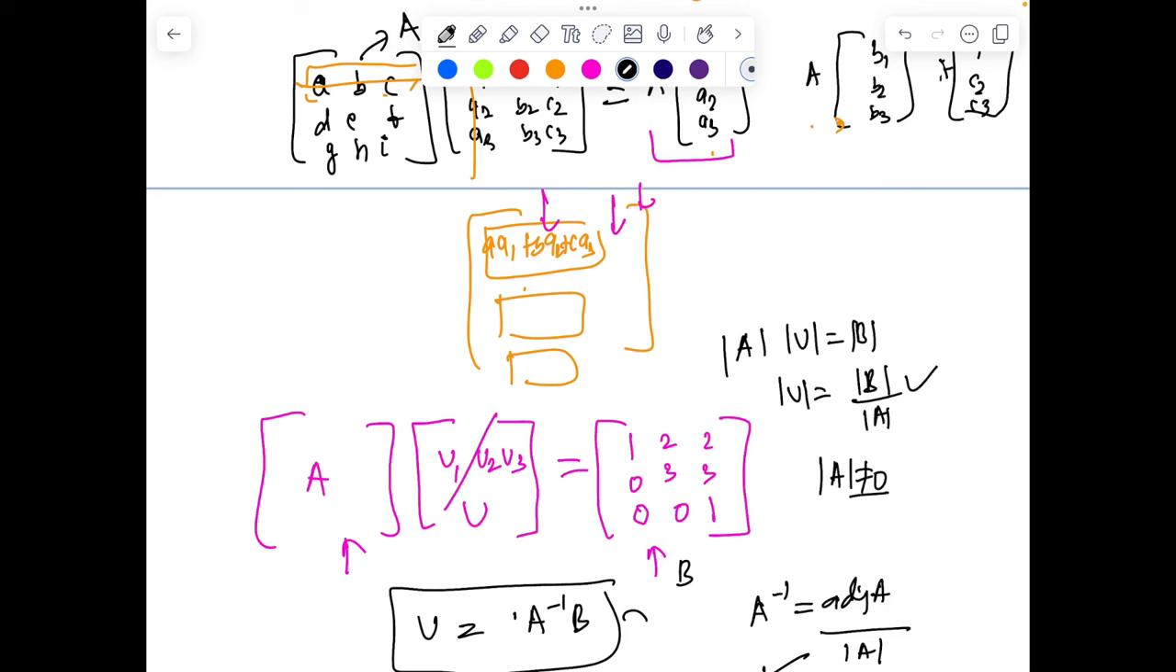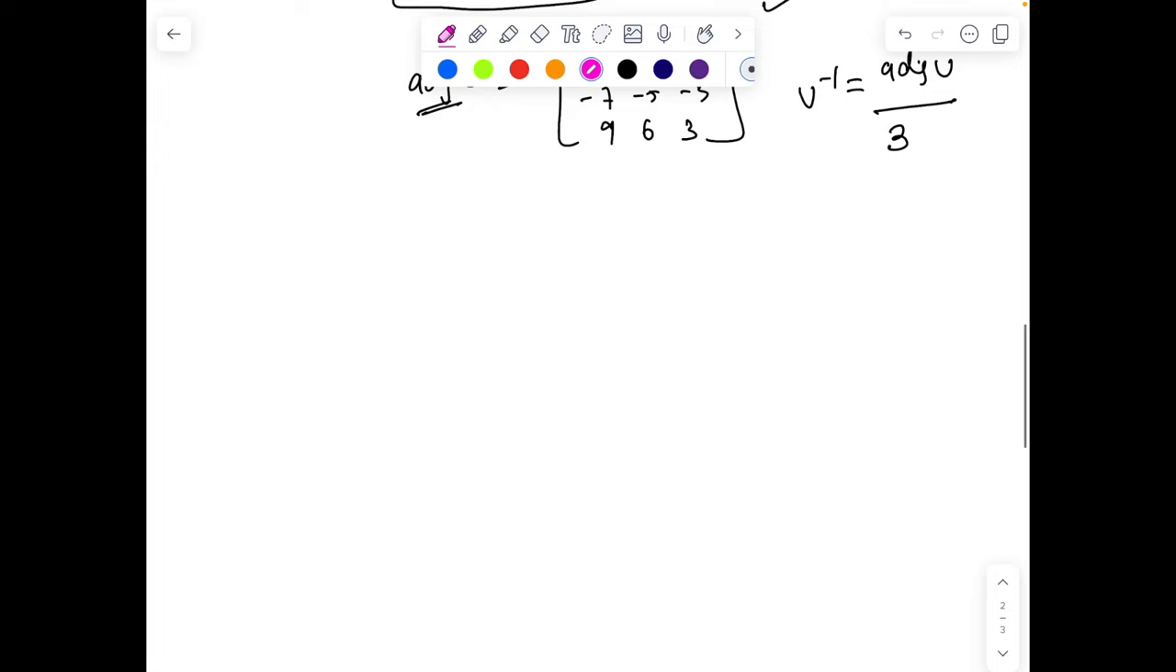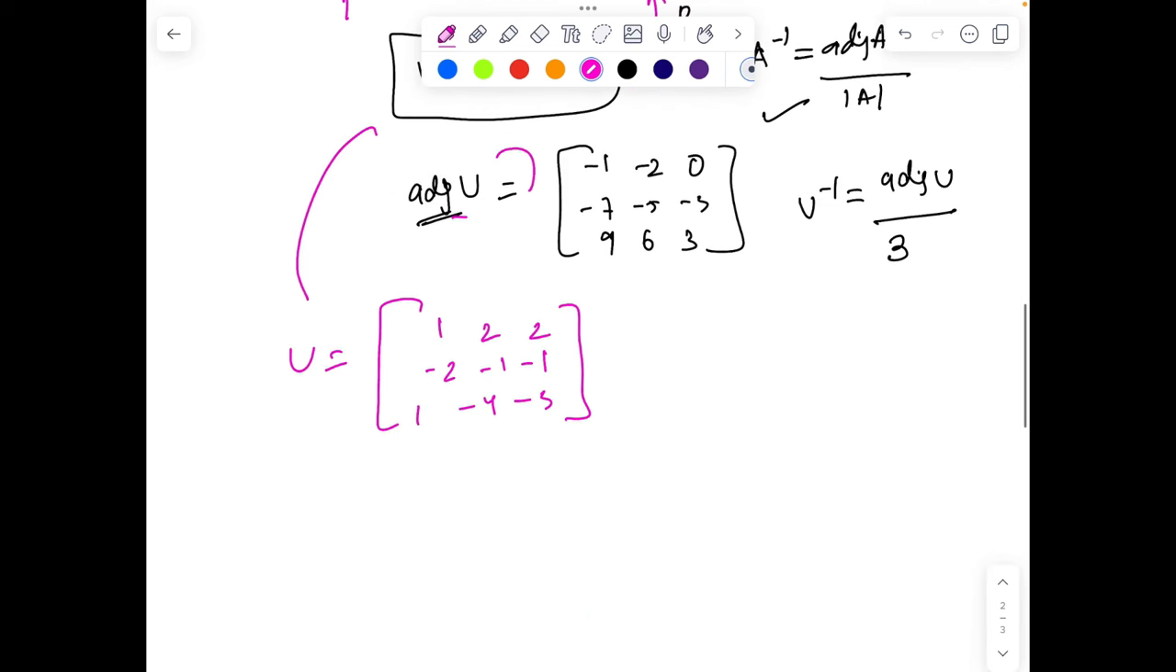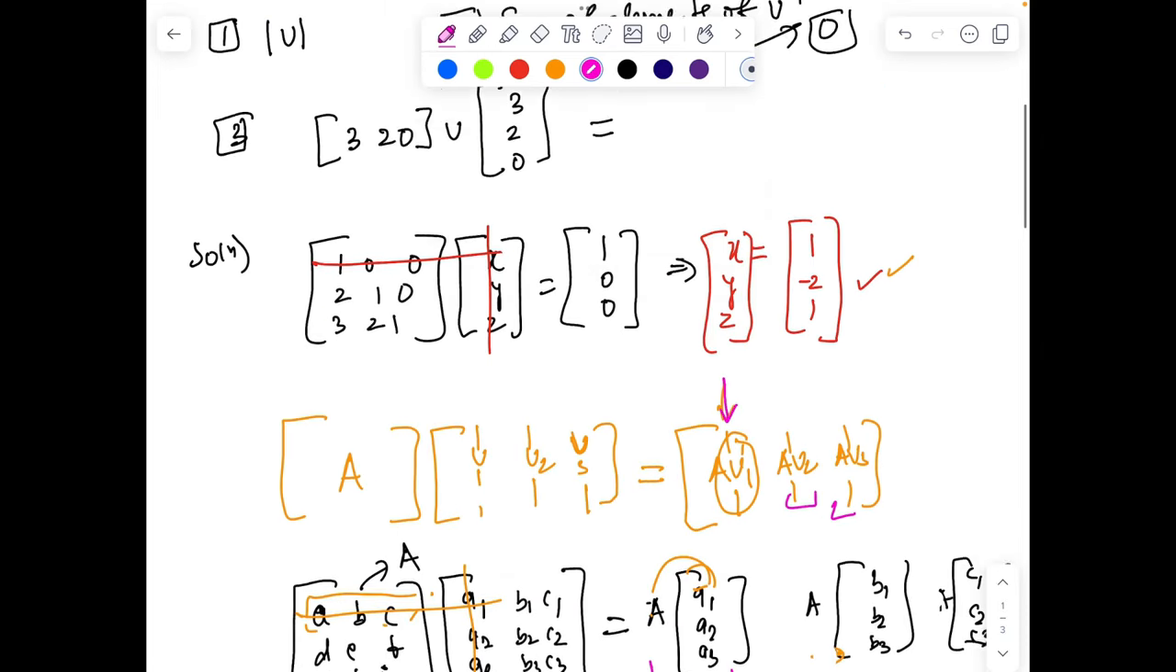Det of U again, you could have found without any calculation, because det of A into det of U is det of B. So det of U is nothing but det of B by det of A. Both matrices are known, and with this wonderful idea, easily you can see det of U is going to be 3, right? Because anyway, the U matrix is also known. Adjoint of U will be this.